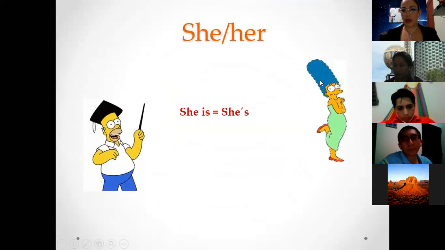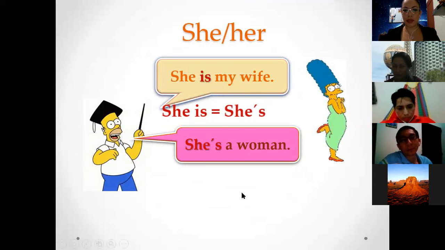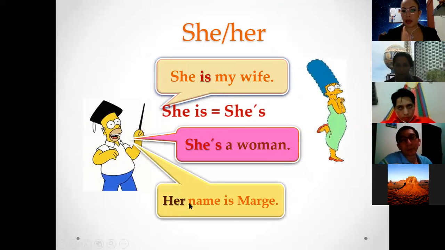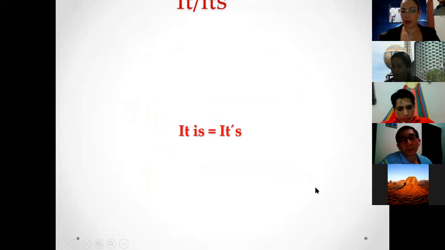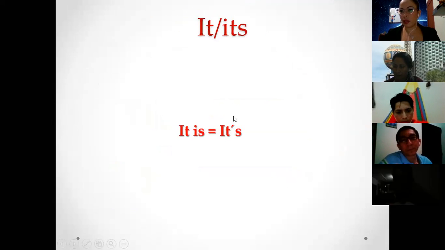Cuando me refiero a ella, she, el possessive será her. Cuando es algo que le pertenece a ella, a la tercera persona singular, ella. El possessive es her. Her name is March. Su nombre es March. Her name is March. ¿Sí? Ahí tenemos donde vamos a ver un ejemplo, lo que les decía, ¿verdad?